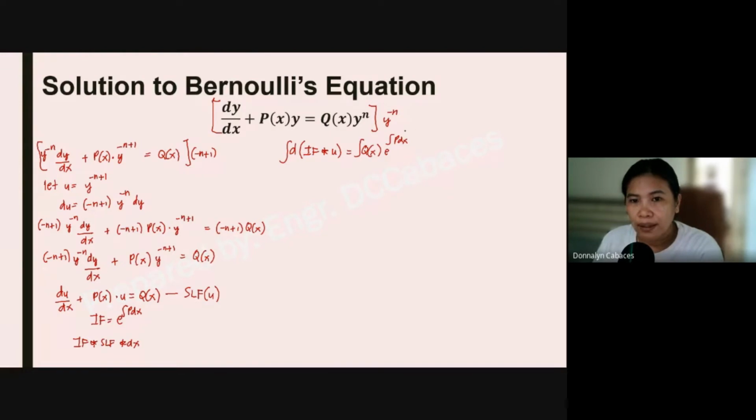Okay? So again, you have to multiply the Bernoulli equation by y to the negative n and negative n plus 1. If you have x as the dependent variable, then you have to multiply it with x to the negative n and the coefficient negative n plus 1. Okay? So to illustrate to you the process of solving Bernoulli equation, let me give to you the first example.